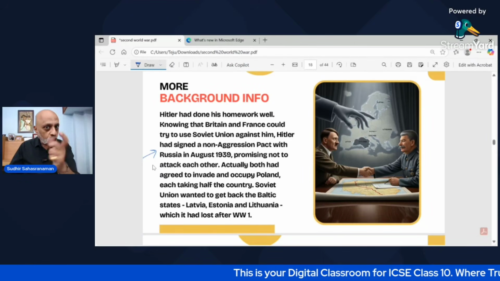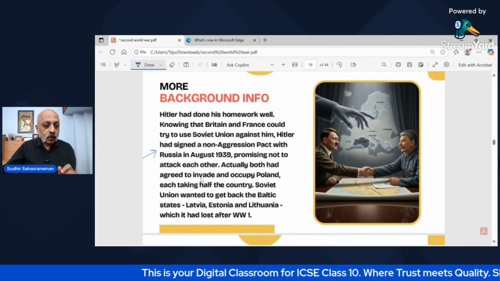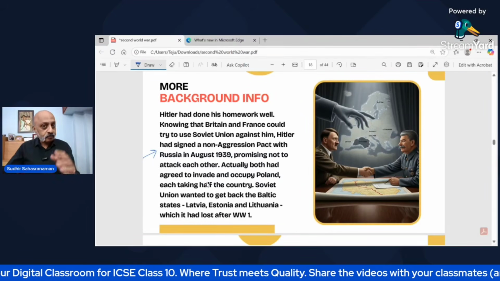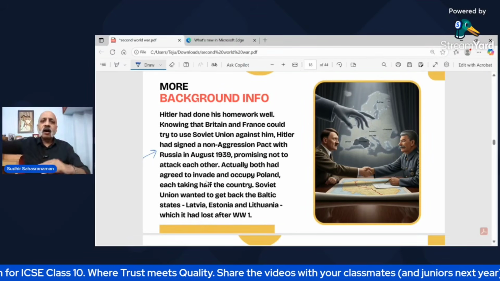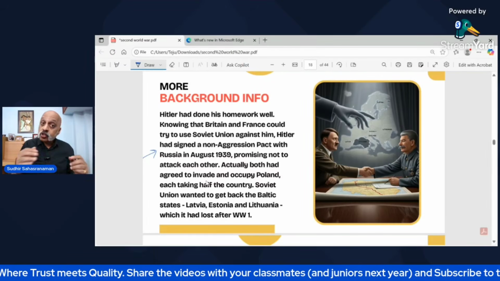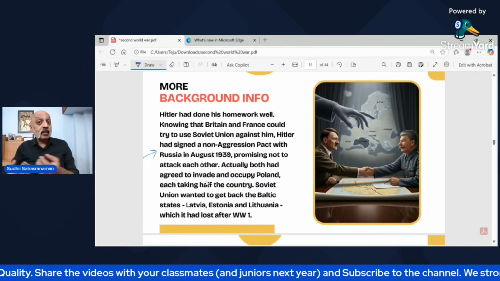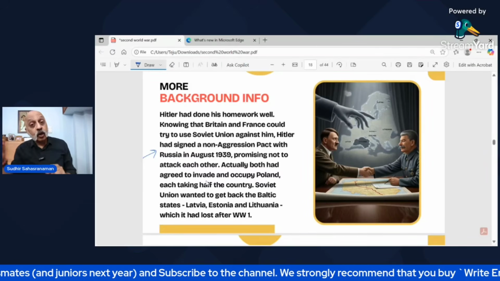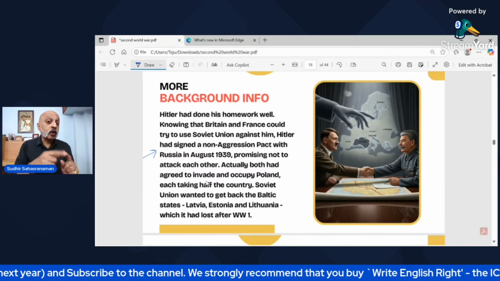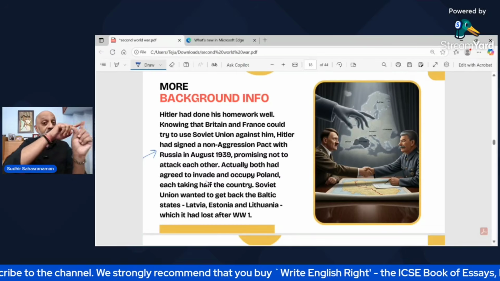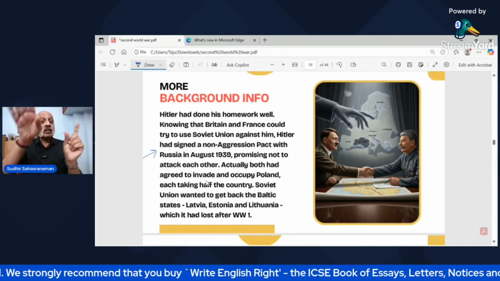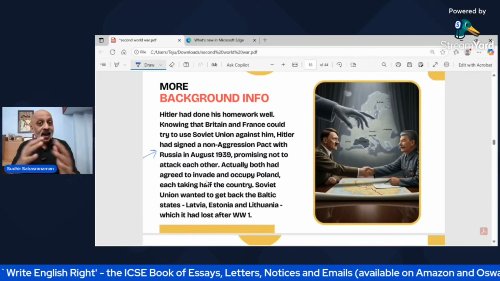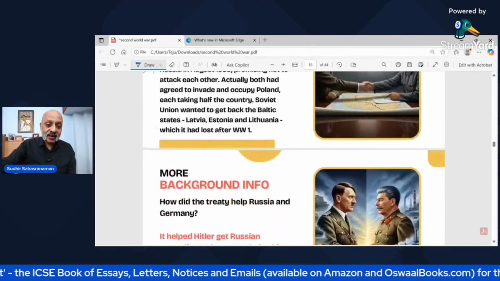What was the logic? What was the politics behind it? Because both Russia and Germany wanted to attack Poland, right? Each taking, you take half the country, I take half the country. Soviet Union wanted to get back the Baltic states, which were like Latvia, Estonia, and Lithuania, because it had lost them after the First World War. First World War, remember, in 1917, the October Revolution came, and then the new Russia was not really part of the Allies. So Hitler and Stalin signed this pact.